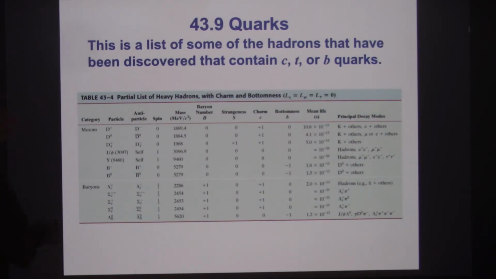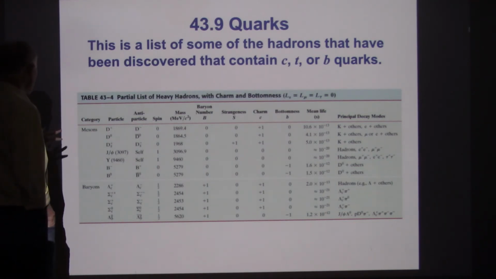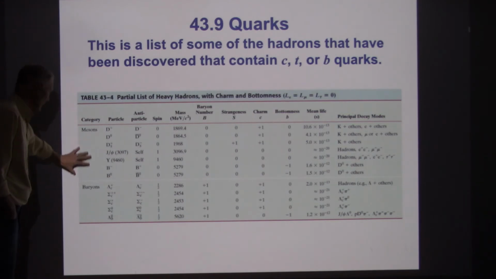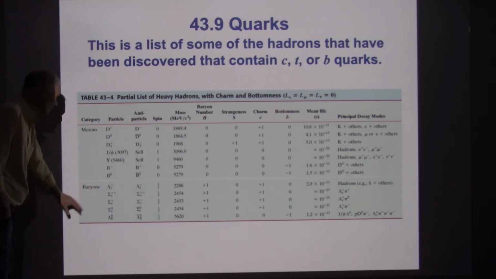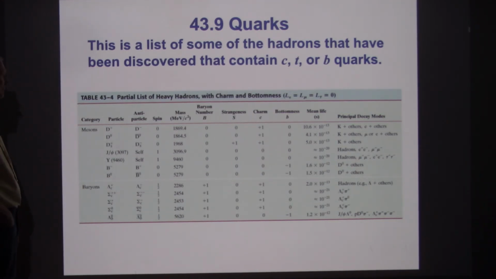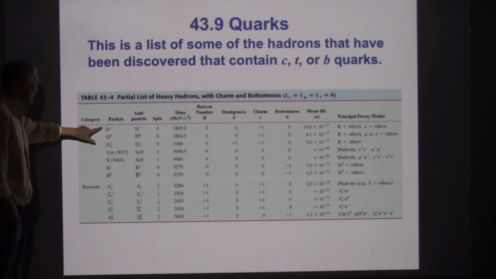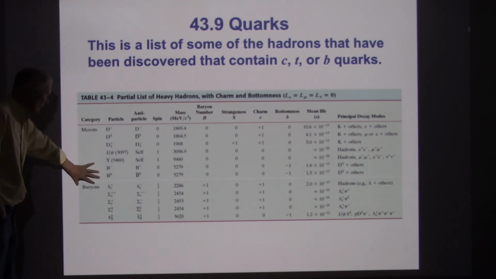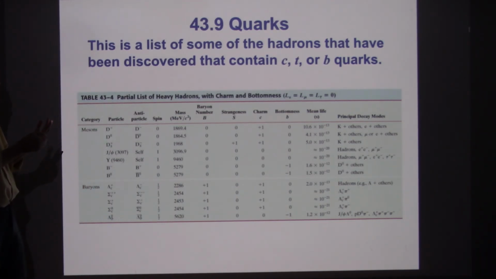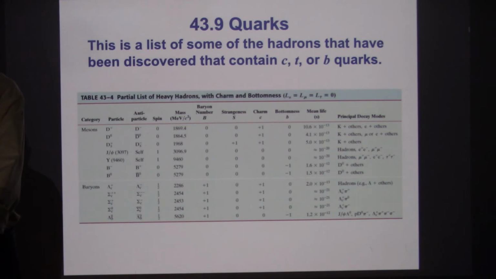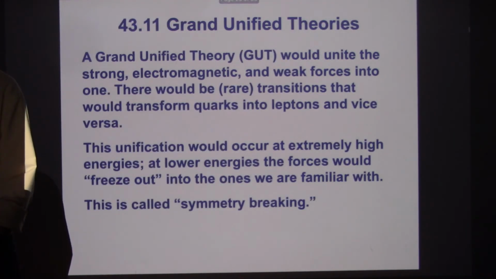Okay, here are some examples of mesons. These are quark, antiquark, and these are examples of baryons. Again, what they should really do is just tell you what quarks they're made out of. These are examples of mesons and baryons that include charmed quarks and bottom quarks. So again, don't worry about all these tables and all these long lists.